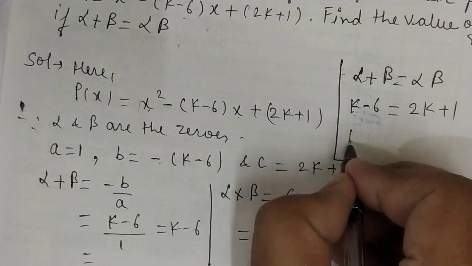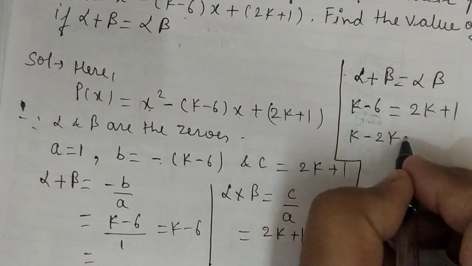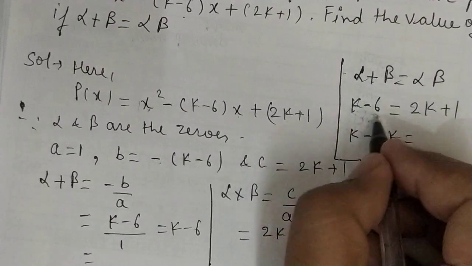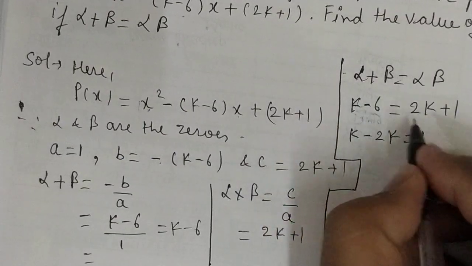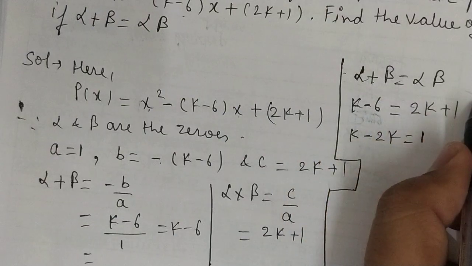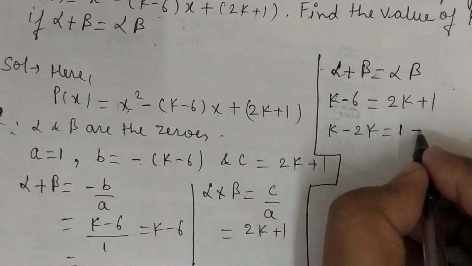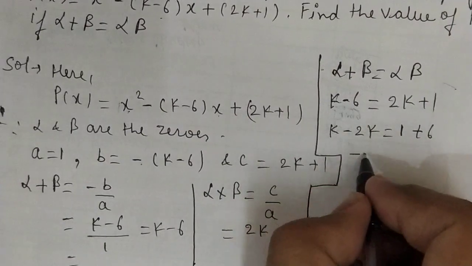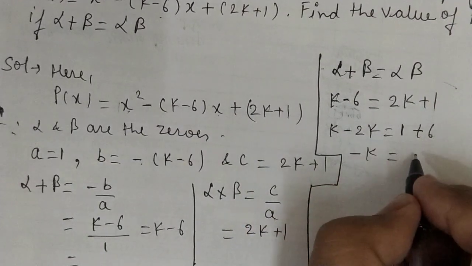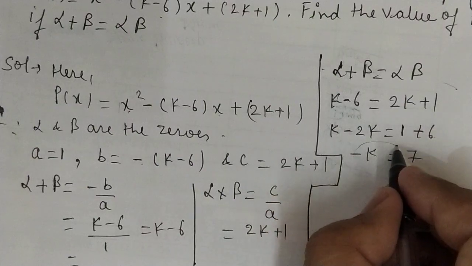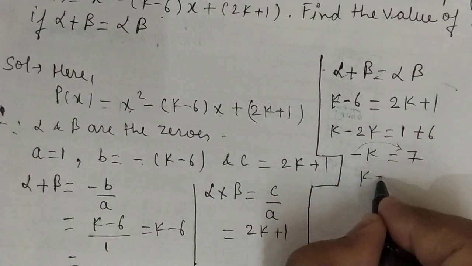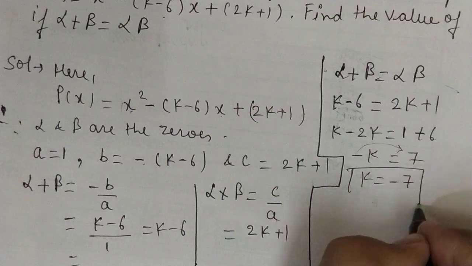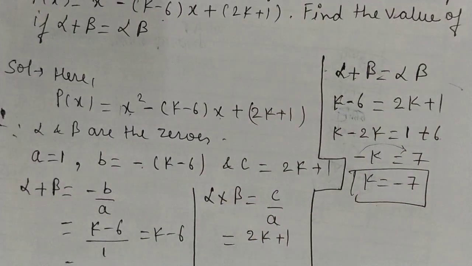I am shifting 2k there, so it is minus 2k. And shifting this 6 here, so it will be plus 6. K minus 2k will be minus k. 1 plus 6 will be 7. Shifting this negative sign here, so the value of k is minus 7. So this is your answer.